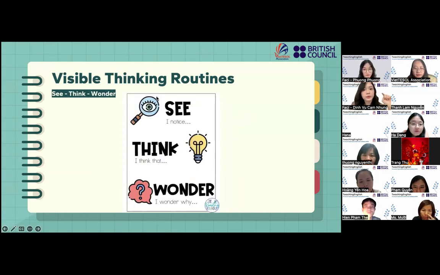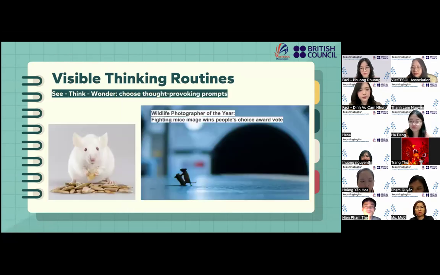The second visible thinking routine, that is See, Think, Wonder. Okay. So what you are going to do is show them a prompt. And like Miss Phương said, a prompt like a text, a video, a meme, a song, an image, okay? Whatever you want. And I think this is perfect for students' pre-reading activities. What do I see? What do I think? And what do I wonder? Okay. But the key here, I think, is to choose the right kind of prompt.